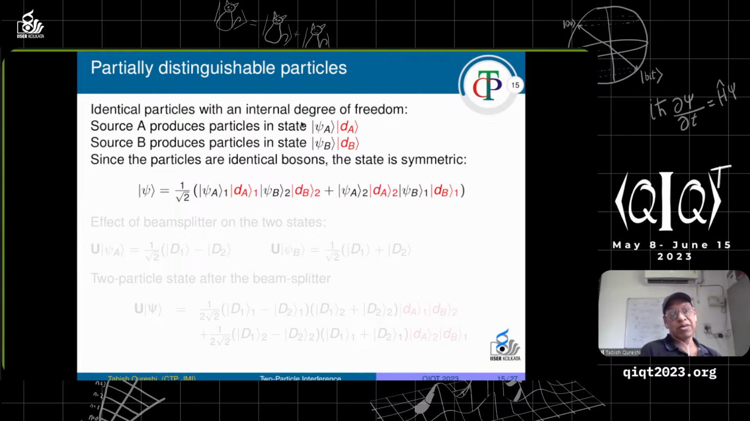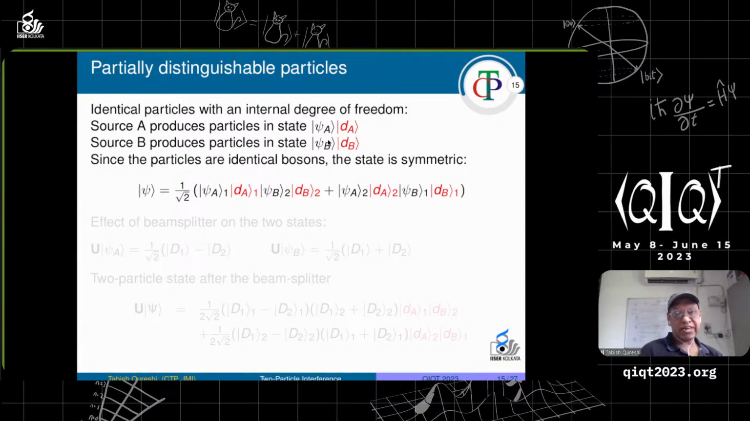For example, there are two neutron sources, and one is throwing out neutrons with the spin up, and the other is throwing out neutrons with the spin down. So you have completely distinguishable neutrons, and that should not show any two particle interference. Now let us consider the scenario in which these two states, dA and dB, are the states of the internal degree of freedom. They may or may not be orthogonal. In general, I'll assume that they are non-orthogonal.